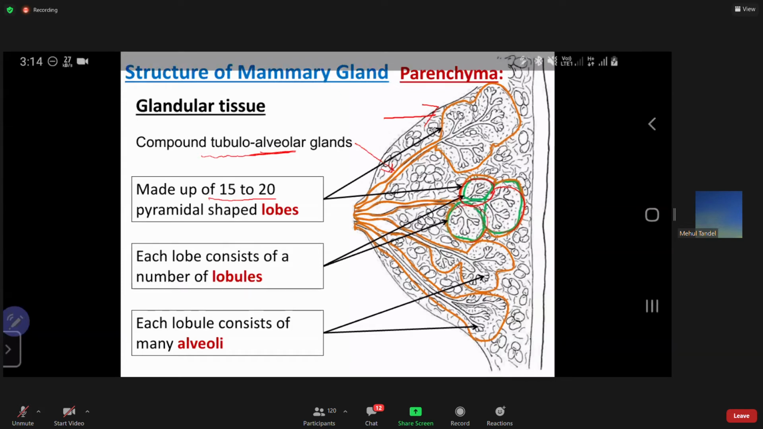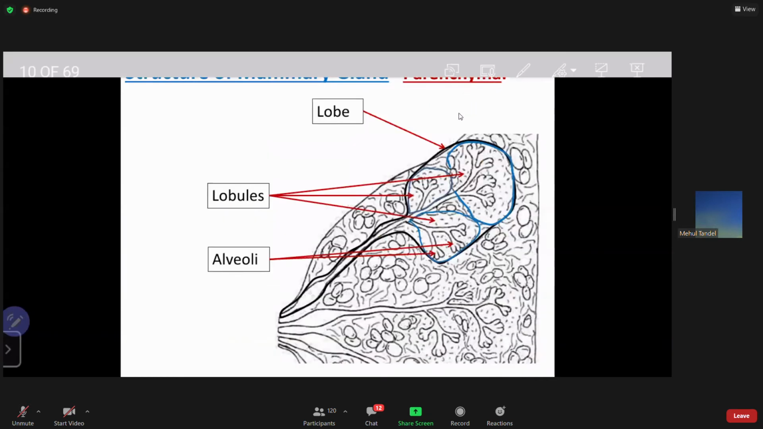Pyramidal shaped lobes are arranged radially and converge towards the nipple, where they open. Each lobe consists of a number of lobules, and each lobule consists of many alveoli. So that is the basic structure of the parenchyma.